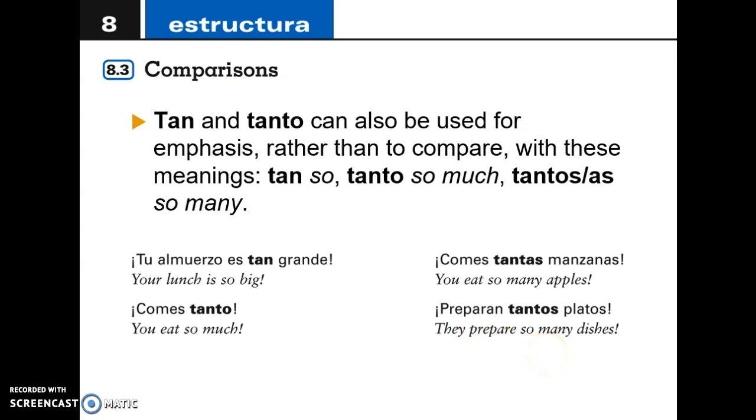So I hope that at this point you have realized that we are not using the word como because we're not really comparing. We're only using these words to provide the emphasis of how many things we have or how many things we see and that sort of stuff.